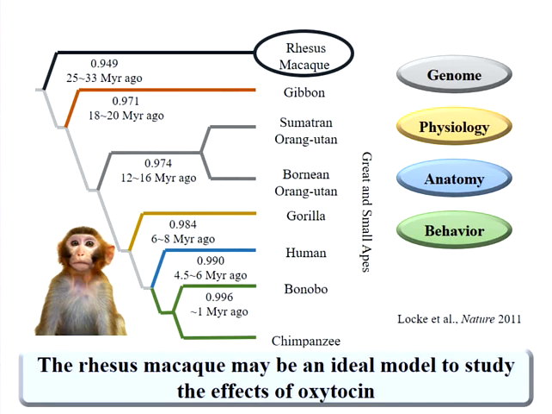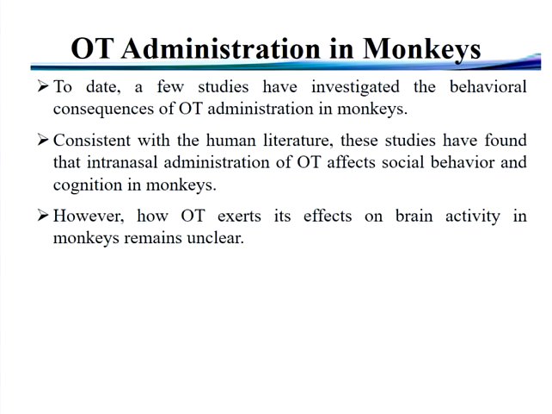So here, we would like to use non-human primates. We know non-human primates share about 98% identity with humans, and especially have very similar psychology, anatomy, and especially behavior. So non-human primates, especially rhesus macaques, may be an ideal model for us to study the effects of oxytocin. To date, a few studies have studied the effect of oxytocin in monkeys, especially on behavior.